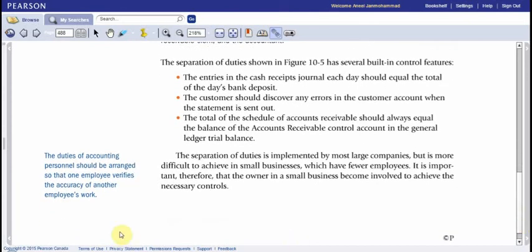Okay. The duties of accounting personnel should be arranged so that one employee verifies the accuracy of another employee's work. In this case, we have 4 people. All right. And the separation of duties is implemented by most large companies, but it's difficult for small businesses because there are fewer employees. All right. That's it for procedure 4.